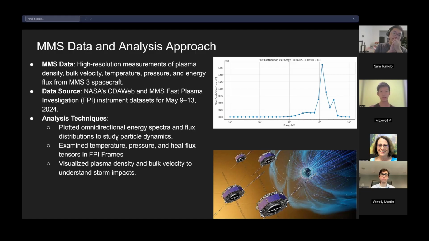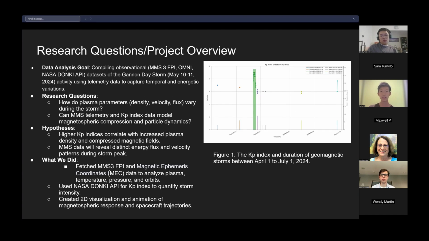I plot the omnidirectional energy spectra, or flux distribution, to study particle dynamics. I also examined temperature, pressure, and heat flux tensors in FPI, but I mainly looked at the flux and also visualized density and bulk velocity. The goal is to compile an observational data set of the Gannon storm, which was May 10th and 11th, 2024, using the telemetry data to capture temporal energetic variations.